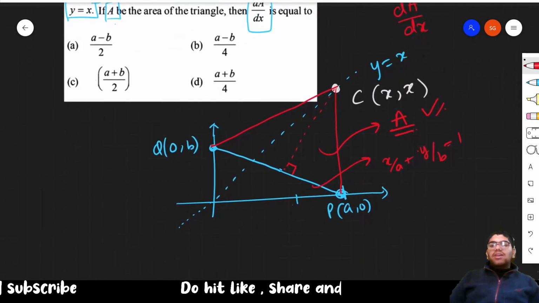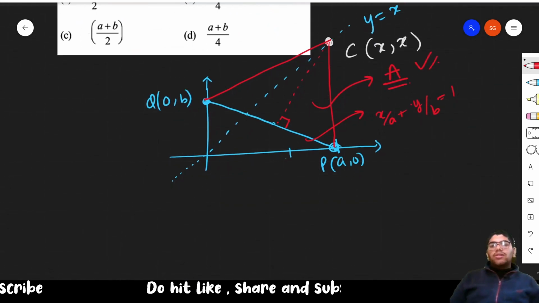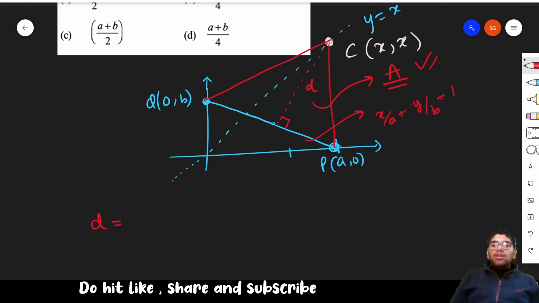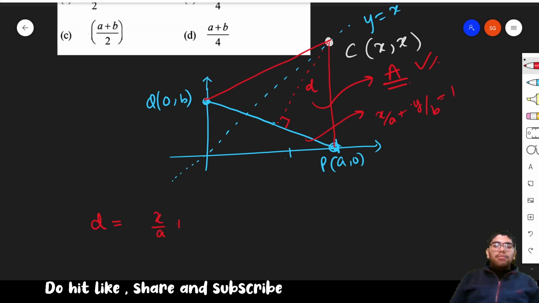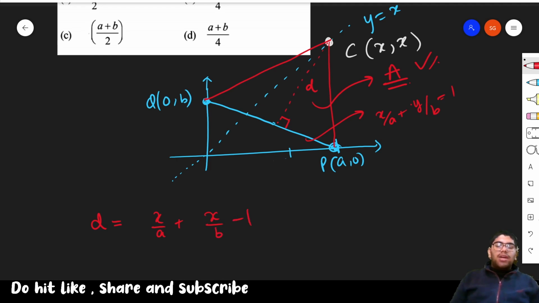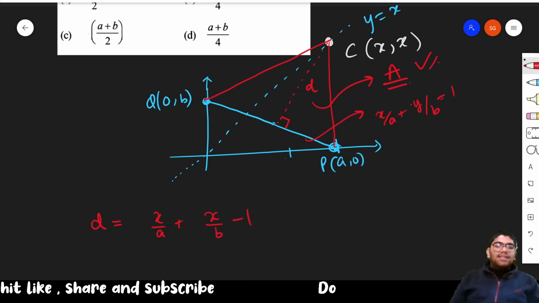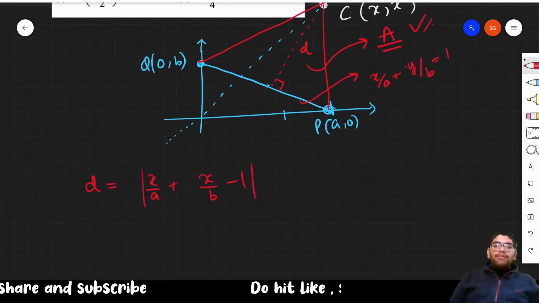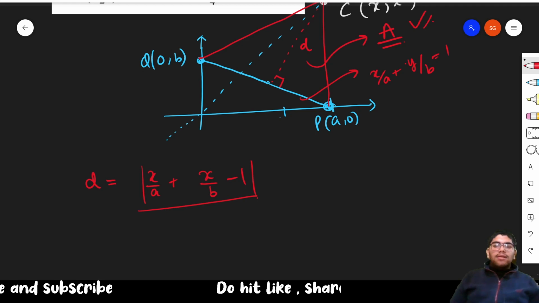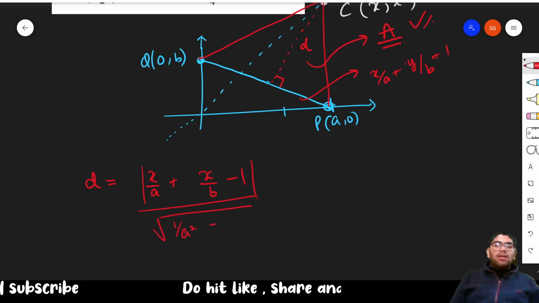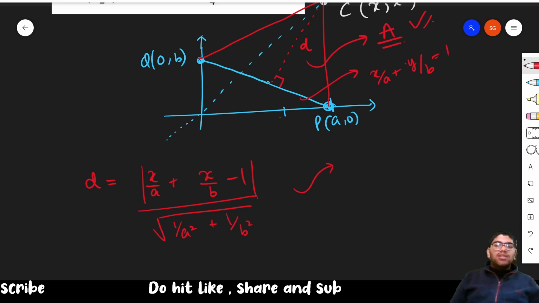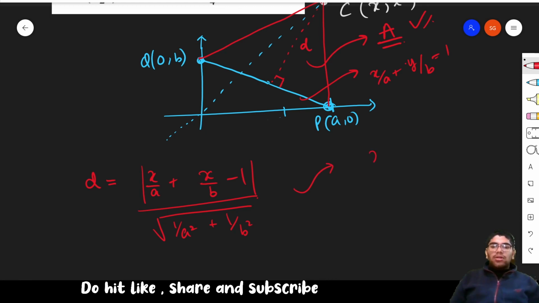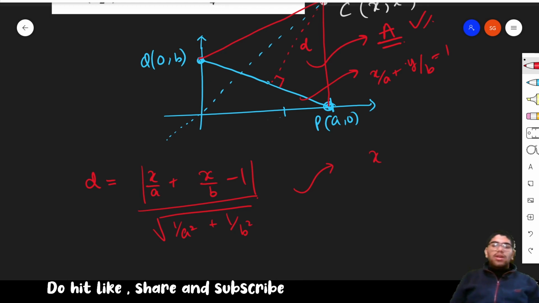Okay, so we have been given this. So yes, we can actually solve it. So why not do it? So let's say that distance is d. So d is equal to mod of x by a plus x by b minus 1. I'm substituting y as x in this because actually this will help me. So this mod upon square root of 1 by a square plus 1 by b square. So this is my distance.